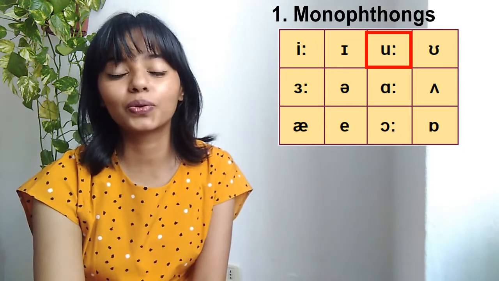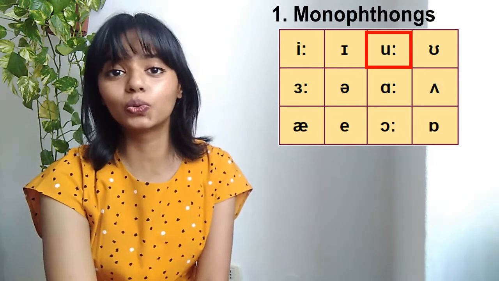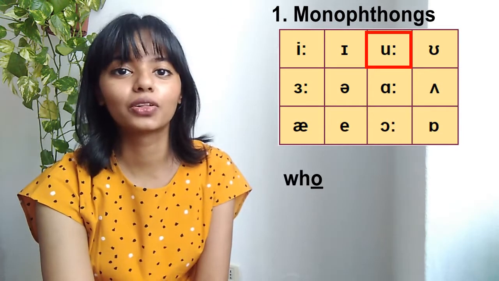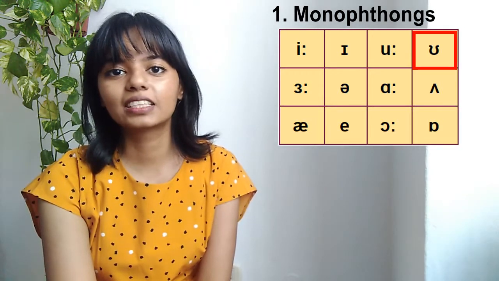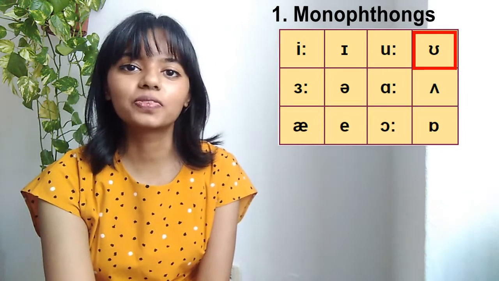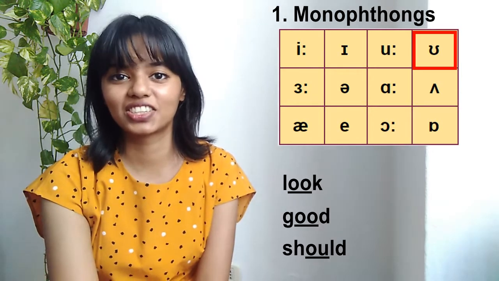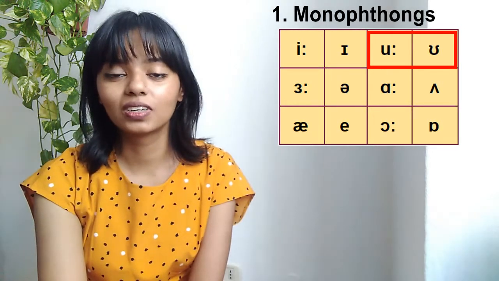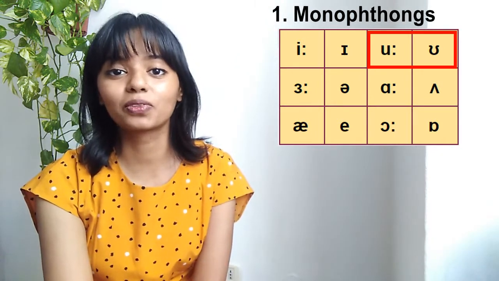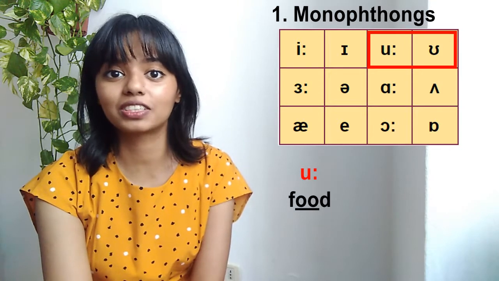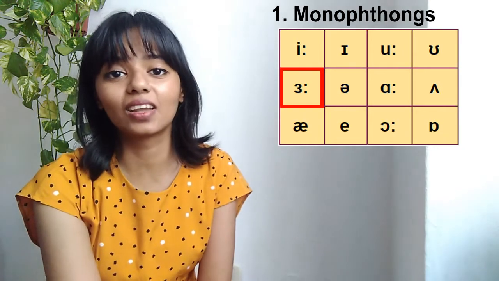The next one is an oo sound. It's a long vowel. Words with a long oo sound are who, through, or clue. This is a short oo vowel. Words with a short oo sound are look, good, should. You have long oo and short oo. See the difference? For example, the word food is very different from foot.